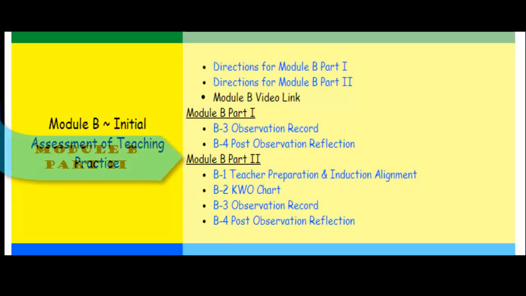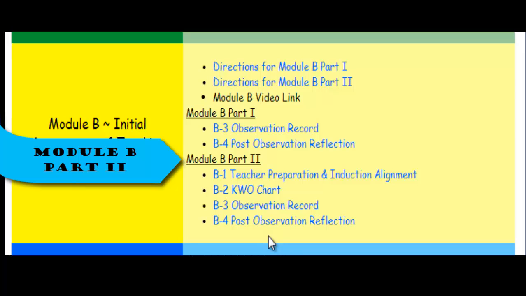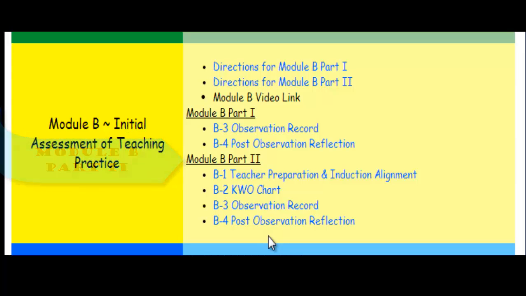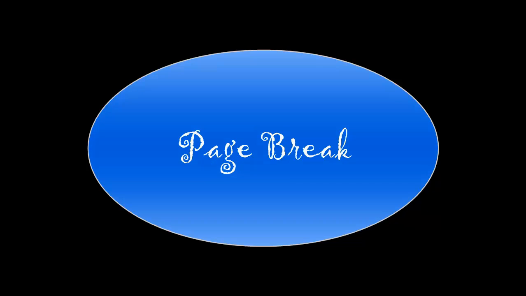Module B Part 2. There are 4 documents in total, but 3 of them have to be completed and added to your flash drive: B2, B3, and B4. B3 and B4 documents were already explained in Module B Part 1 and will not be repeated. And we also recommended that B2 be completed at the end of Module B Part 1, so many of you will have already completed this document as well. This is one more page break. Here are the steps for Module B.